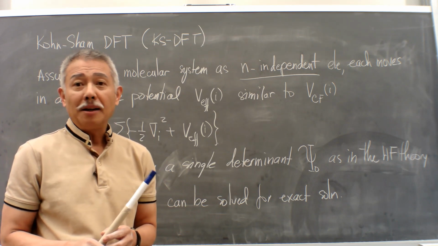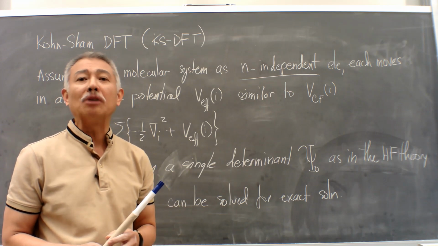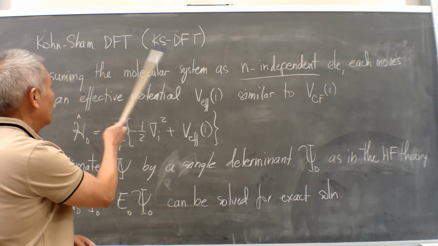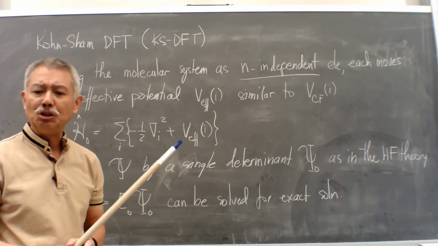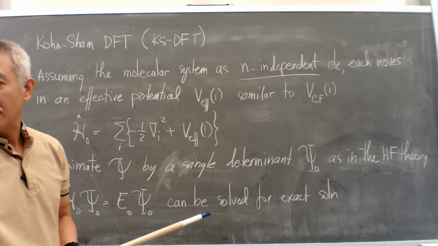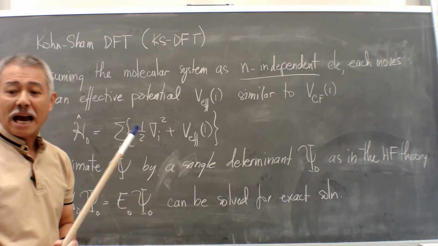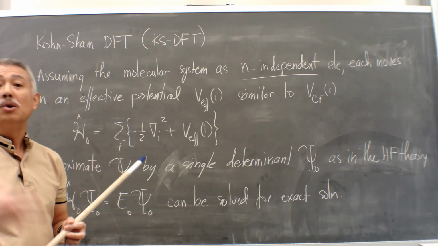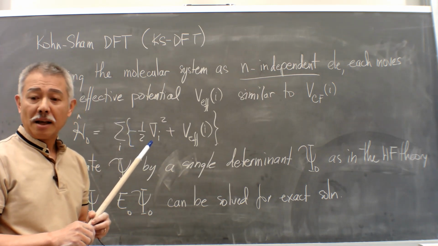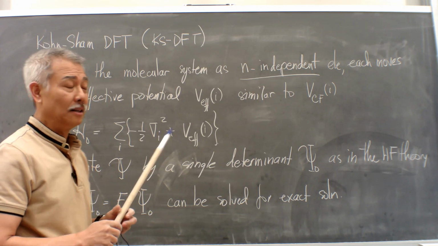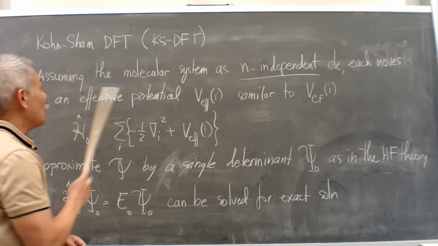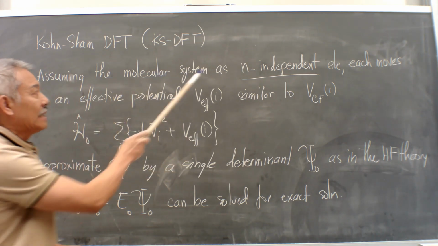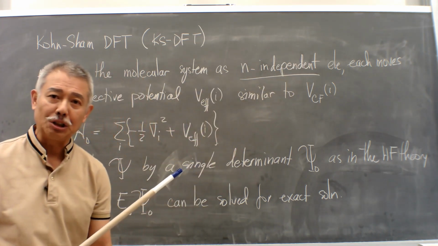They predict the molecule doesn't exist, so that's failed miserably. Not until Kohn and Sham came up with a very genius idea. And in fact, for that idea, Kohn got a Nobel Prize in 1998, together with John Pople, who developed molecular-based methods. Okay, so what Kohn and Sham do is assume the molecular system as independent electrons.